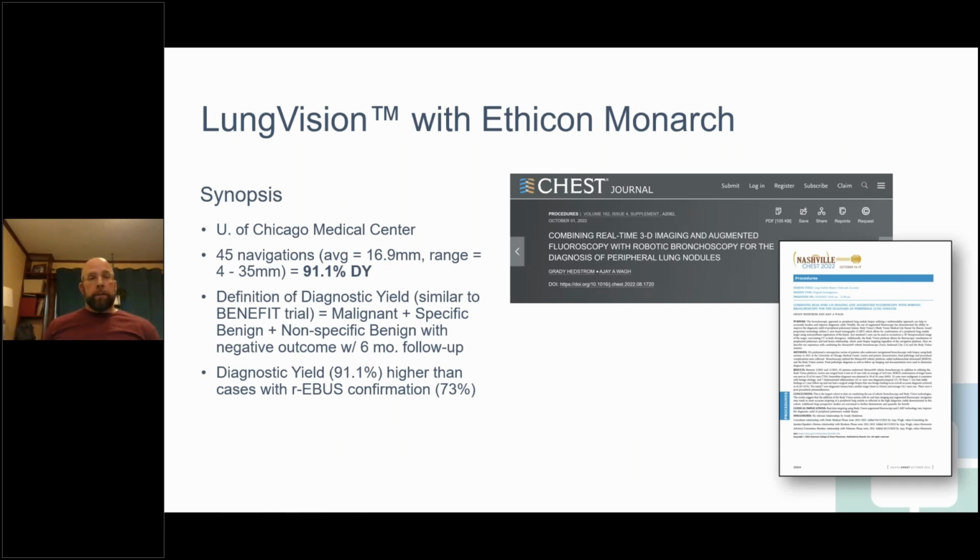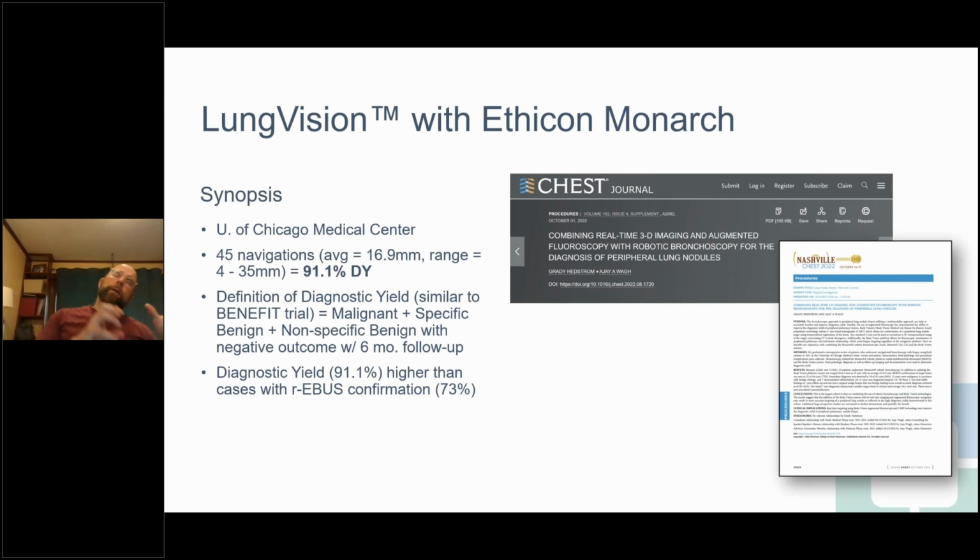There isn't a lot of data that exists out there. And the University of Chicago was able to put together something using this next generation. They did 45 navigations, again, with an average range of around 17mm in the nodule and a tighter range again, 4mm down to 3.5 centimeters. What they found was a 91.9% diagnostic yield.